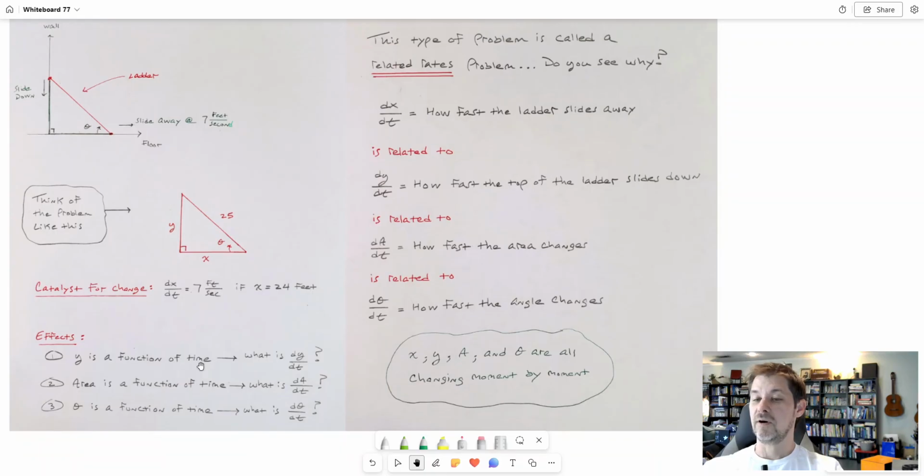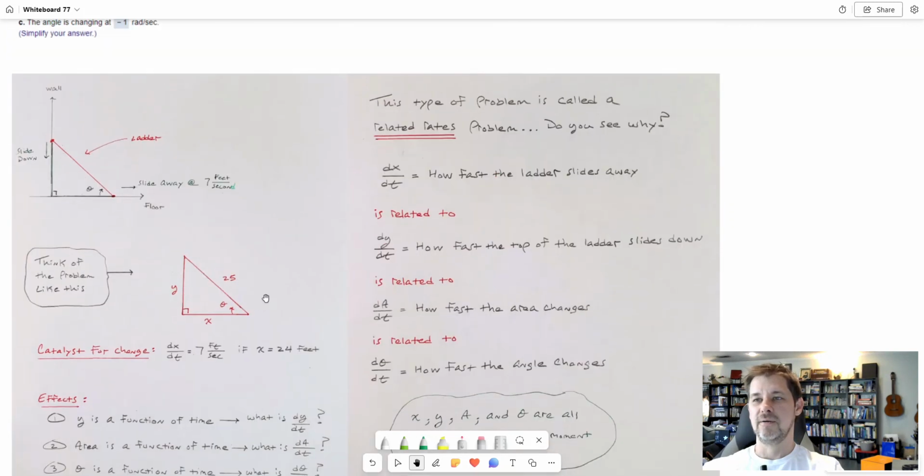Okay, so all those things are functions of time, right? Functions is a concept that comes up a lot in calculus. And here, x isn't just a number. It's something that changes in time. It's a function of time. And so y is a function of time. A for area is a function of time, and theta is a function of time. They're all changing moment by moment. They all depend on time. They all change in time.